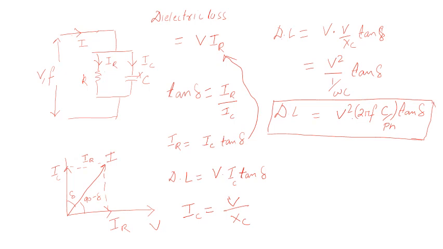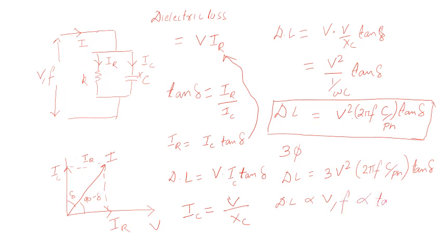For a three phase, dielectric loss will be 3 V square 2 pi F C per phase tan delta. So this is your three core three phase dielectric loss. Because this is three phase, just multiply the single phase by 3, and you will get this dielectric loss. So what you can conclude is that dielectric loss is directly proportional to voltage, directly proportional to frequency, and directly proportional to tan delta.